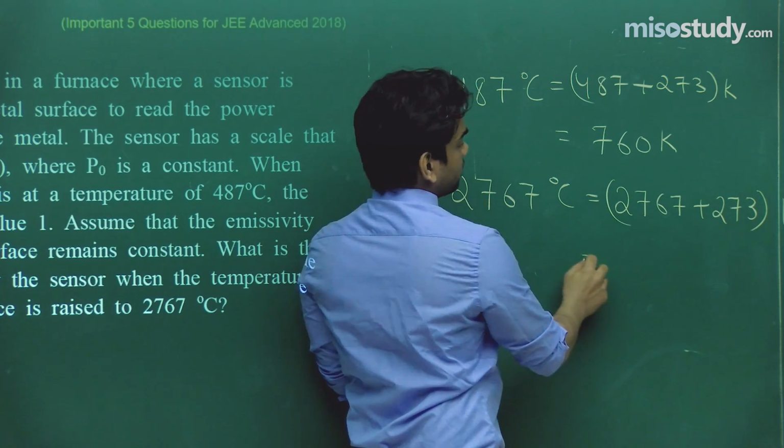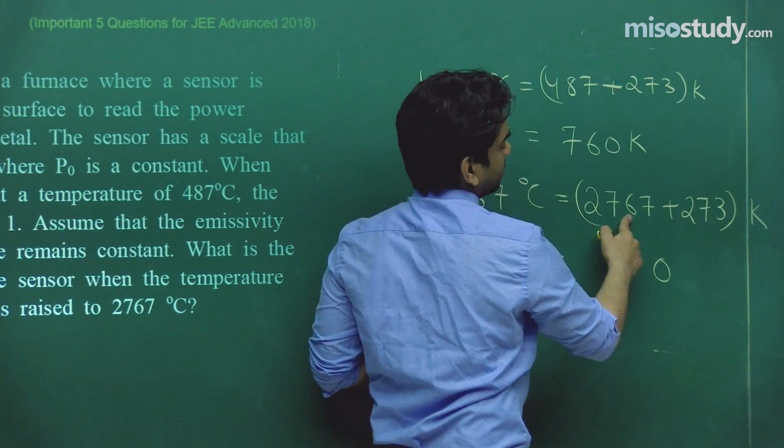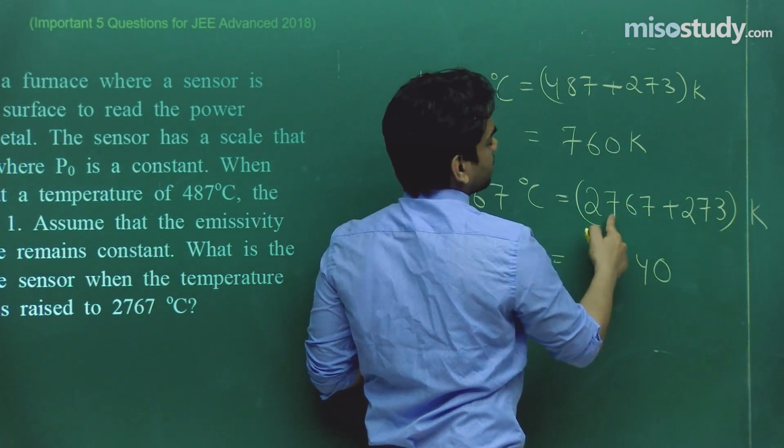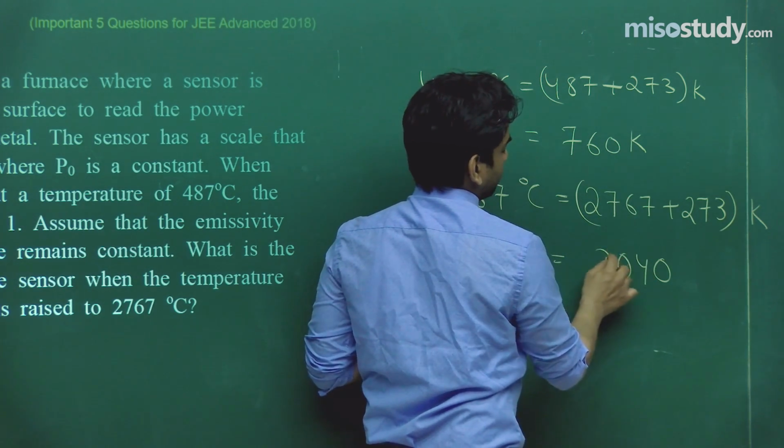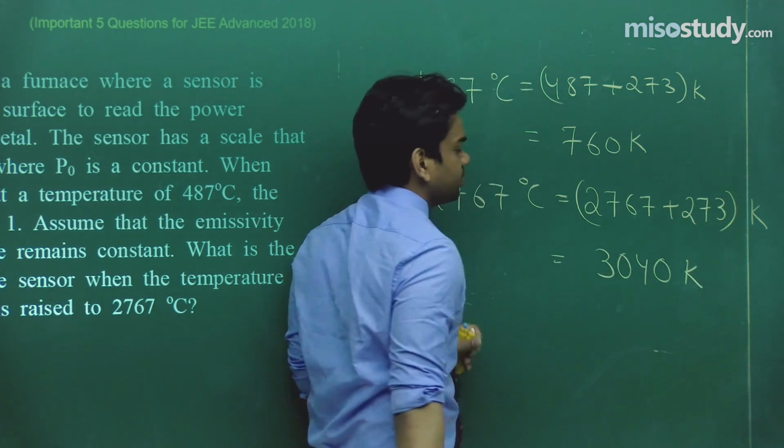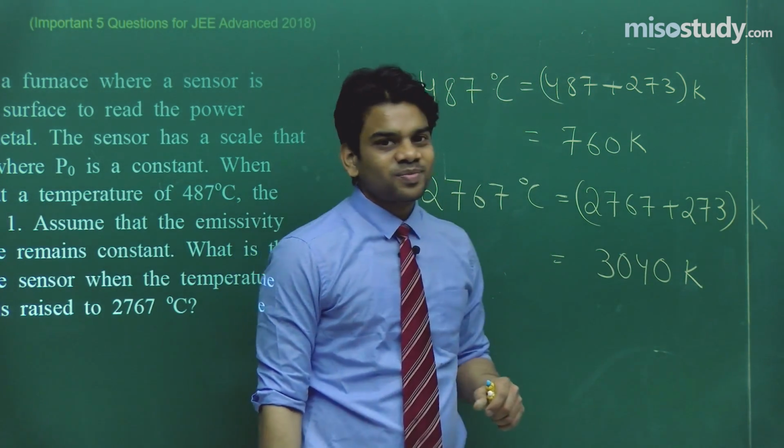See what we will get for this. You get 7 plus 3, 10, 0, 1 plus 6, 7 plus 7, 14. Again 1, 1 plus 7, 8, 8 plus 2, 10, 0, 1, 3040 Kelvin. Quite obvious, you got both the temperatures.